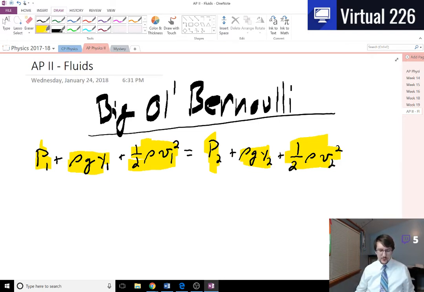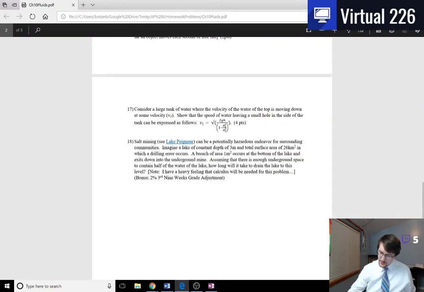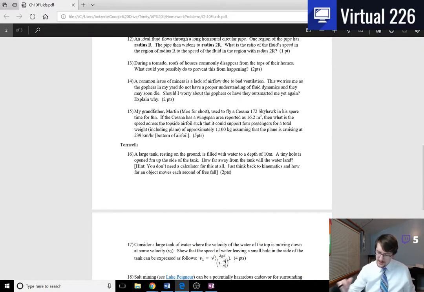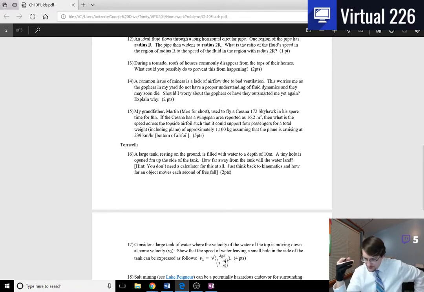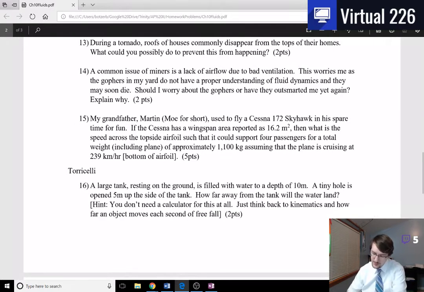What we're going to look at with Bernoulli's equation tonight, though, is, in honor of my grandfather on my mother's side, the Martin-Martinac plane problem, where we take a Cessna 172 Skyhawk and we get it to fly. And we kind of prove why it could fly and how that would all work. So this is what we're going to look at.